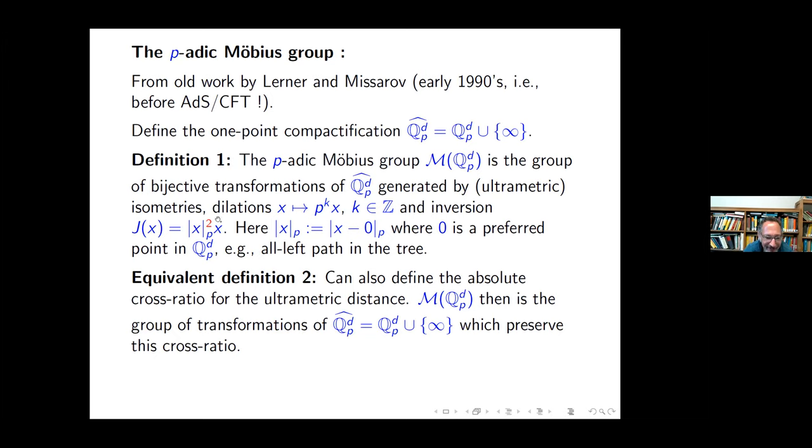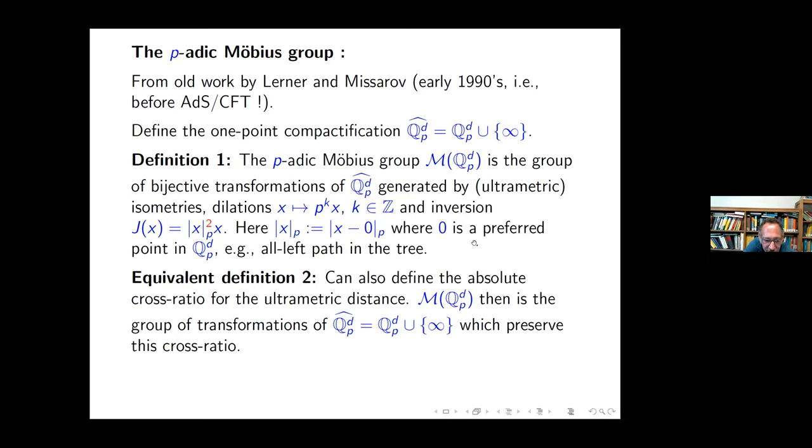So here it is. It's the same formula, but instead of minus two here, you have a two. Sorry, that's the p-adic conventions. Here, the size of x is basically the ultrametric distance to this preferred element, which is say the path going all the way to the left, or maybe the right. Maybe I should have mirrored the picture. Okay, so that's one definition.